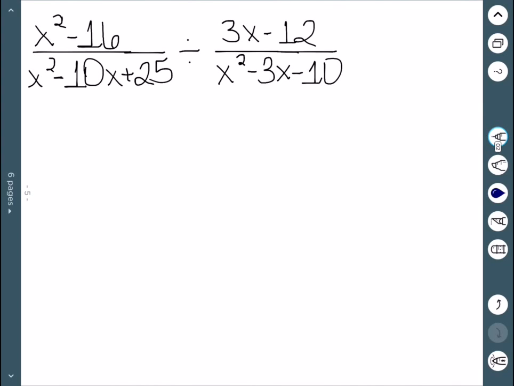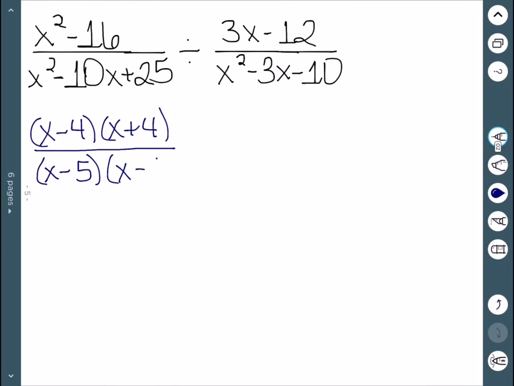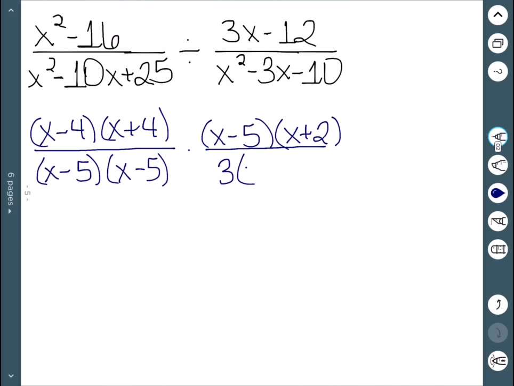We're going to start by factoring. X squared minus 16 will factor into x minus 4, x plus 4. And the denominator, x squared minus 10x plus 25, factors into x minus 5, x minus 5. We're then going to flip the second half. So the top is what used to be the denominator. So I need two numbers that multiply to be negative 10 and add to be negative 3. That would be x minus 5, x plus 2. For the bottom of this, I look at the top of the old fraction and see that I could pull out a 3 to get 3 times x minus 4.